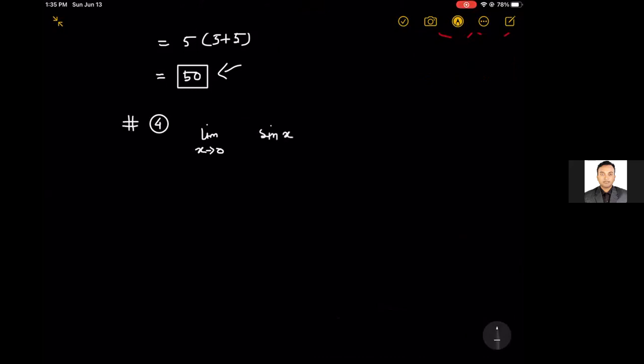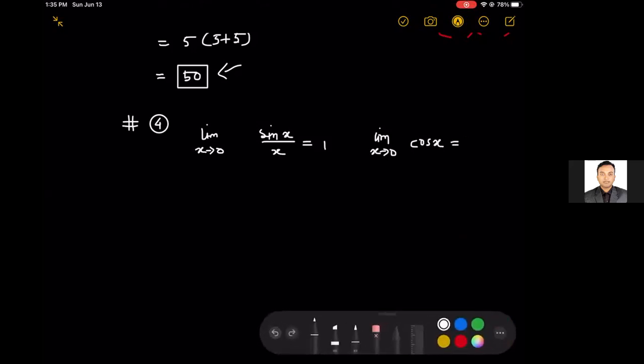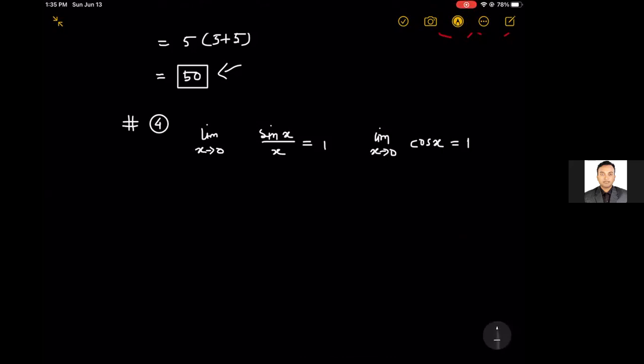Sin x over x, we know we can straight away write 1 in place of it. That's true for limit x tends to 0 cosine x as well. Oh, sorry, I should write 1, not 0. We can use this formula to simplify and get a very good limit from a function.